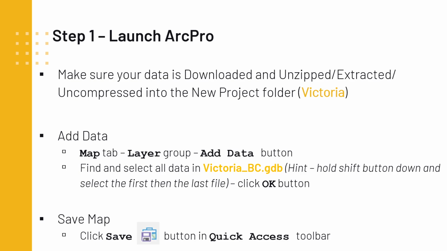Next, we need to add the data that we just downloaded and extracted. So to do this, you're going to go to the Map tab inside the Layer group, and you're going to click the Add Data button. What I'd like you to do is find and then select all of the data inside the Victoria_BC.gdb. So this is the data that we just downloaded. And a hint, if you want to select all of the data within the GDB, you can hold your shift button down, select the first and then the last record that you want to keep. Okay, then you can click the OK button.